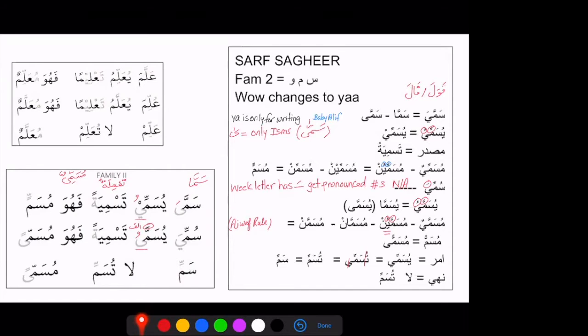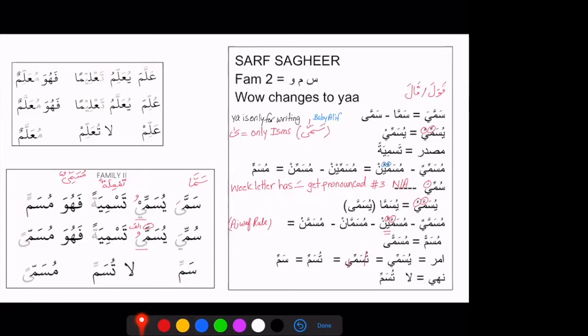Musammin. Yeah, musammin. Summi. It becomes Sumiya. Is it Sumiya or Summi? Sumiya. Sumiya yusammiyu tasmiyatan fahuwa musamman. Sammi, al-amru minhu sammi, wan-nahyu anhu la tusammi, waz-zarfu minhu musamman.